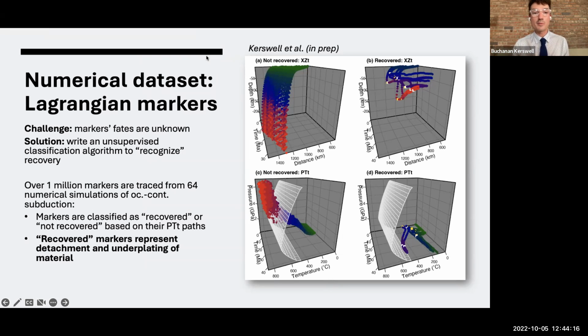The bottom right plot is showing the PT paths of the recovered markers, and the white mesh that you see there represents the antigorite-out reaction in the mantle. So this is where antigorite is dehydrating. It's a temperature sensitive reaction. And remember that in the models, this is directly associated with the point at which the slab and the mantle couple. So none of the markers that are getting recovered are making it beyond the coupling depth. This is intuitively reasonable, and this is also what we see in the numerical data.